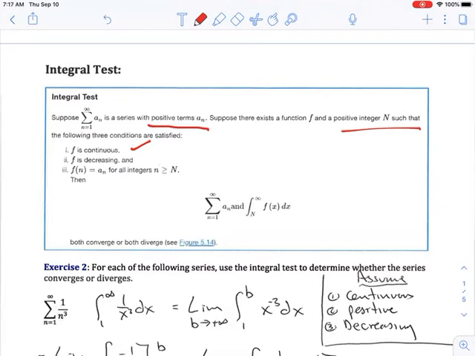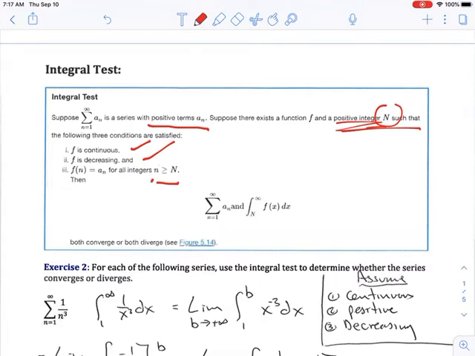The function is decreasing, and in a previous set of notes, I showed you how to determine if something is increasing or decreasing. We basically did that when we were looking at the comparison tests. And then finally, the function f of n is equal to the sequence a sub n for all n greater than or equal to n. And n being greater than or equal to n is positive, which means all of the small case n have to be positive.